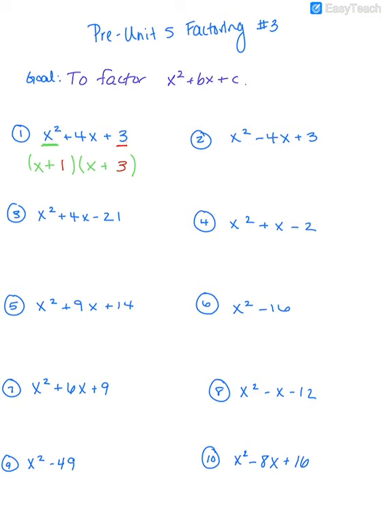So if I check this, my first times my first is x squared. My outside is plus 3x. My inside is plus 1x plus 3. And 3x and 1x does get me 4x, so this works. You're just unfoiling it, okay? Now, let me show you how you can do this with kind of a shortcut involved.